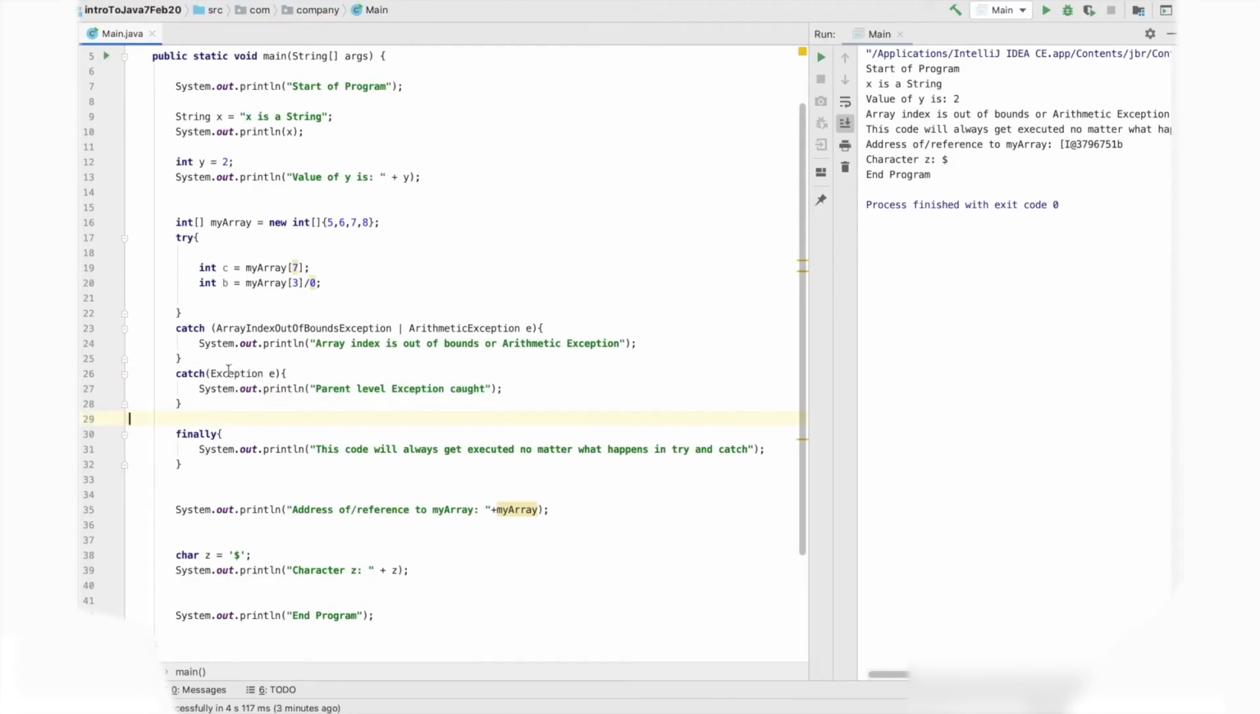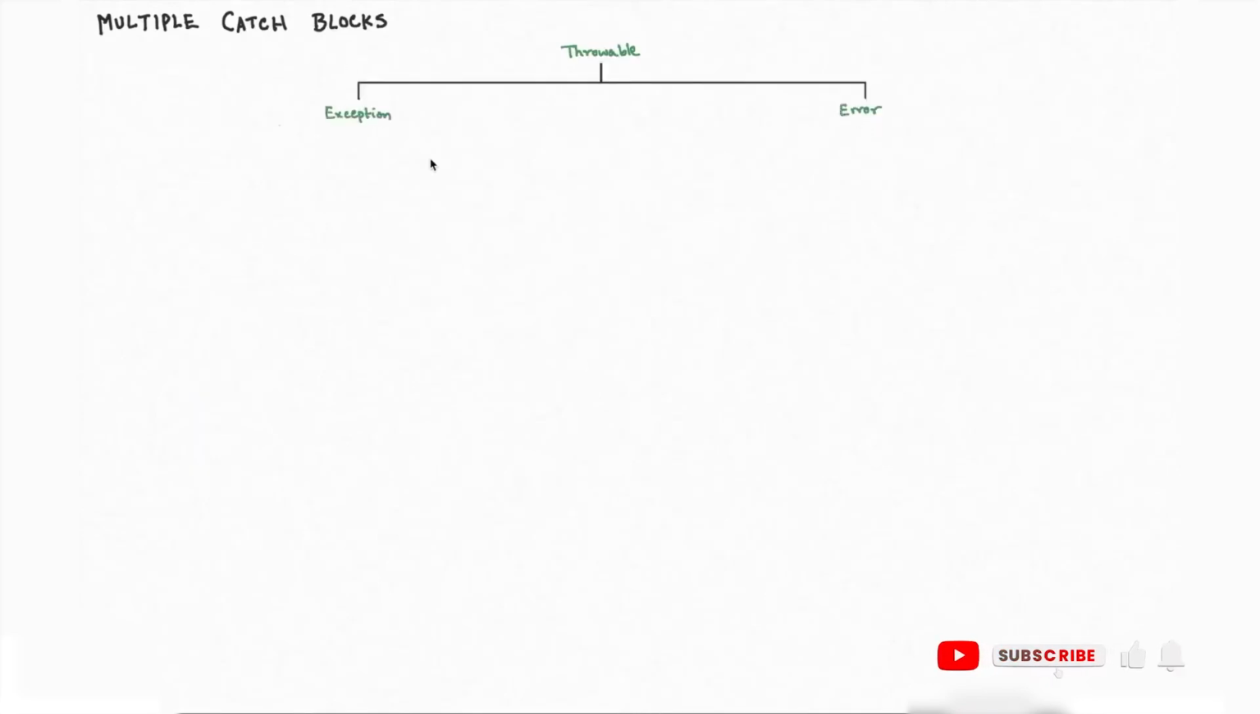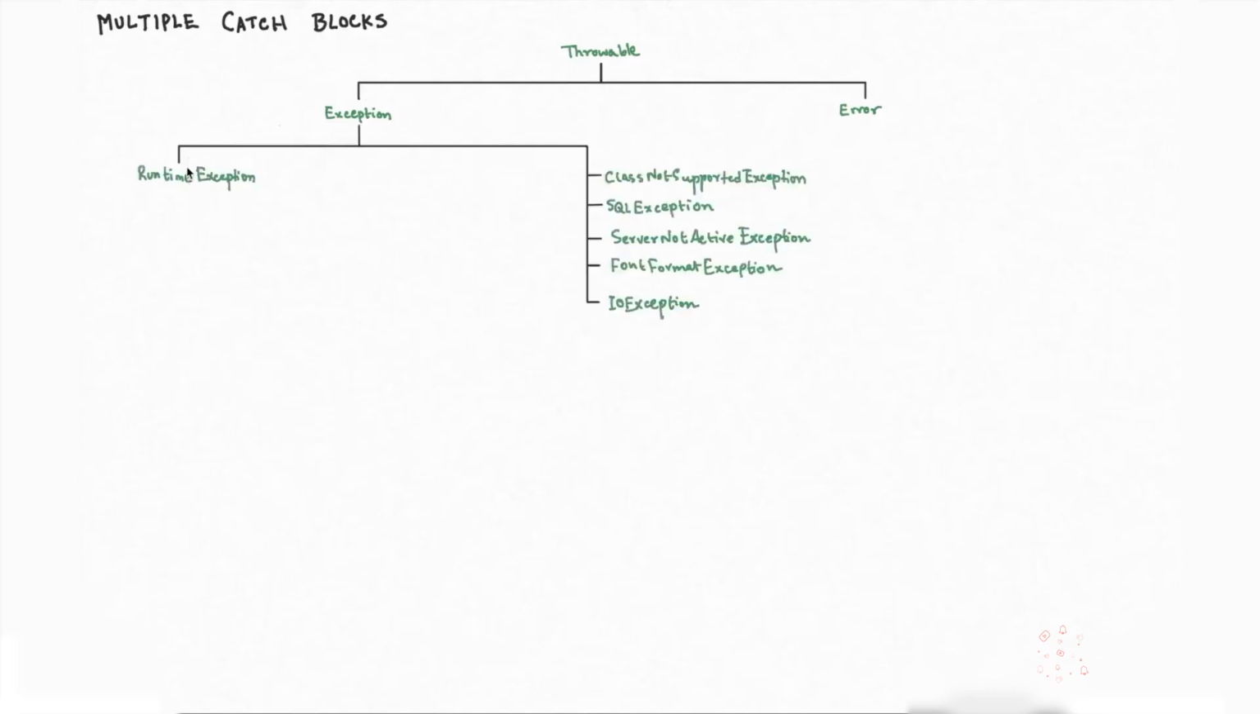Let's look at an image of the exception class hierarchy. We know that the hierarchy starts with the throwable class, and the throwable class is at the very top. The throwable class is extended by the exception class and the error class. So error and exception are subclasses of throwable. They inherit from throwable. Underneath exception, we have many subclasses of exception. We have class not supported exception, SQL exception, IO exception, runtime exception. We have a lot of exceptions.